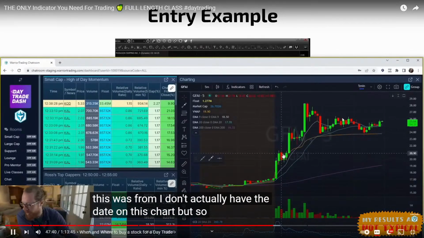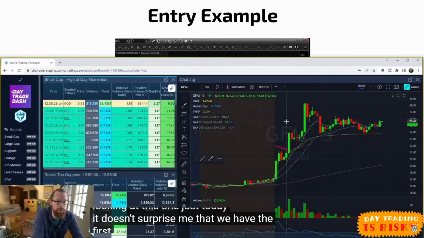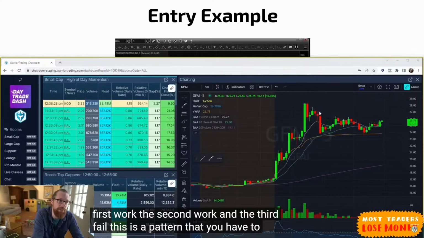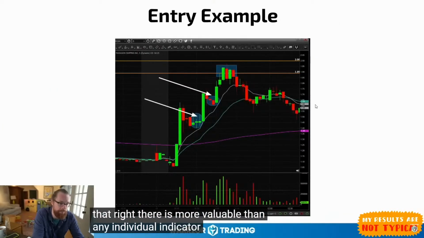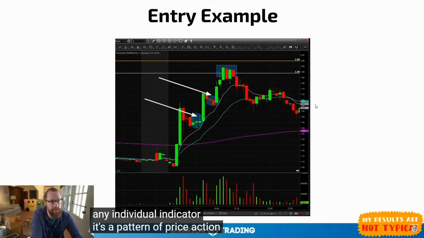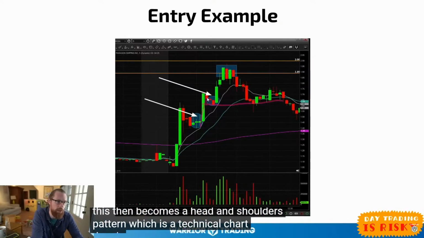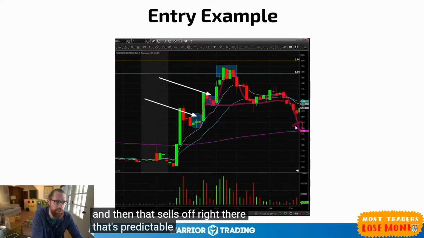I don't actually have the date on this chart. But when I'm looking at this one just today, it doesn't surprise me that we have the first work, the second work, and the third fail. This is a pattern that you have to learn. That right there is more valuable than any individual indicator. It's a pattern of price action. This then becomes a head and shoulders pattern, which is a technical chart. There's the head, there's the shoulder, and then that sells off right there. That's predictable.